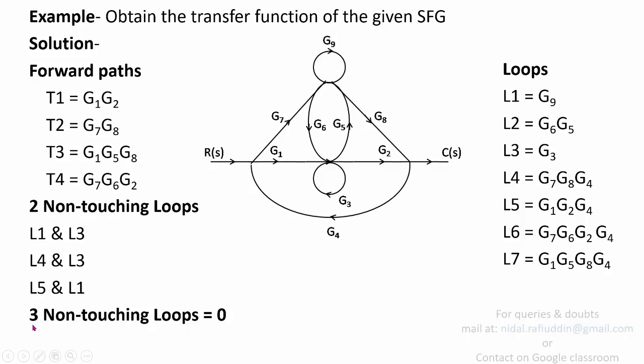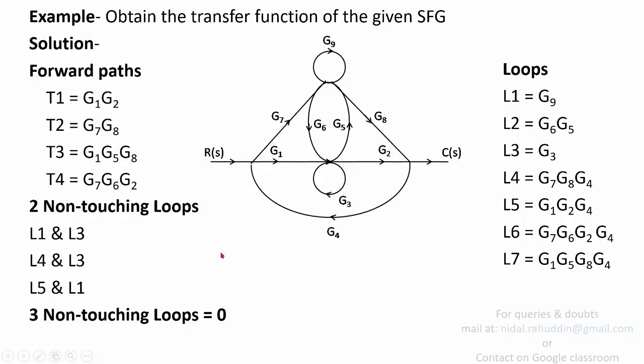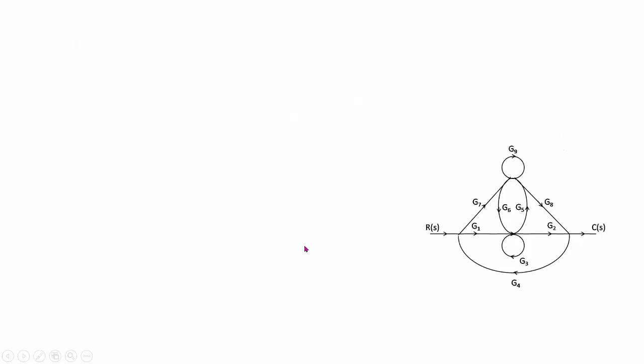And of course, if you find three non-touching loops to be 0, then further you're not going to observe or realize four non-touching or five non-touching loops, because they will automatically be 0. So if we are going to substitute these values into the expression of Mason's gain formula, that is the transfer function. But before that, we are required to find the value of delta as well.